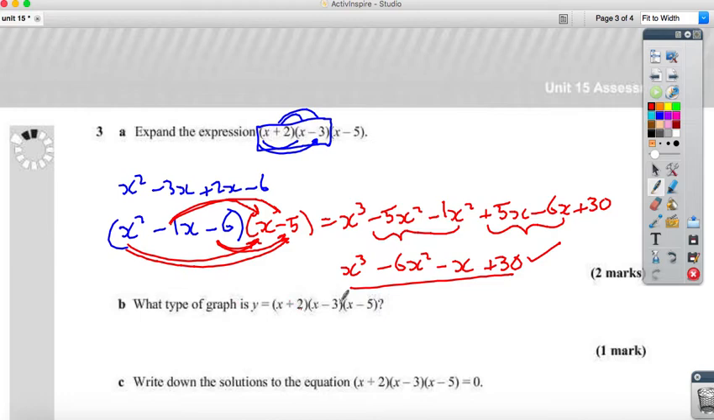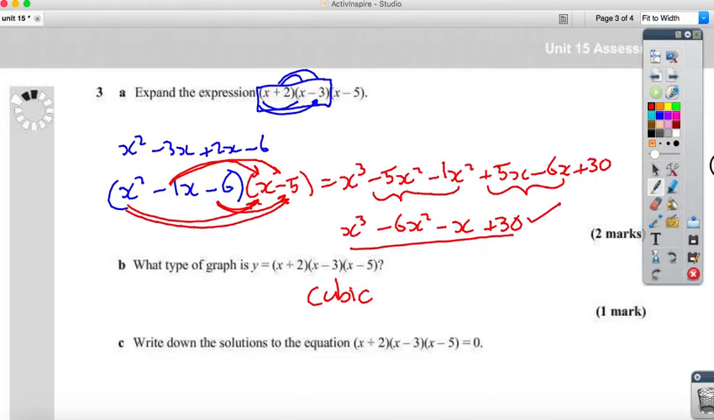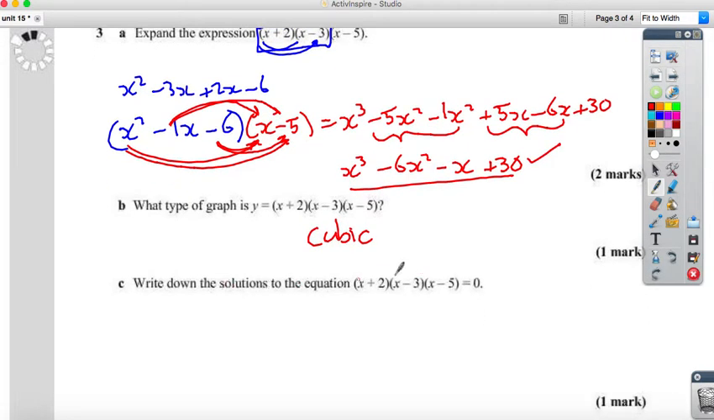Okay, what type of graph is it? Well, because when you multiply it out you get this x cubed, the answer is it's a cubic graph. Write down solutions to the equation. So when is this 0? Well, this is 0 when either this bit is equal to 0, or this bit is equal to 0, or this bit is equal to 0. So it's equal to 0 in 3 different places.